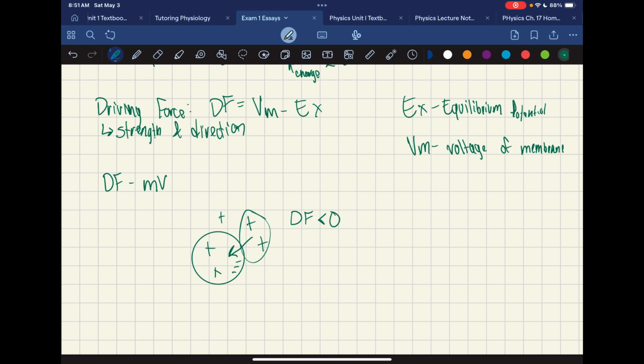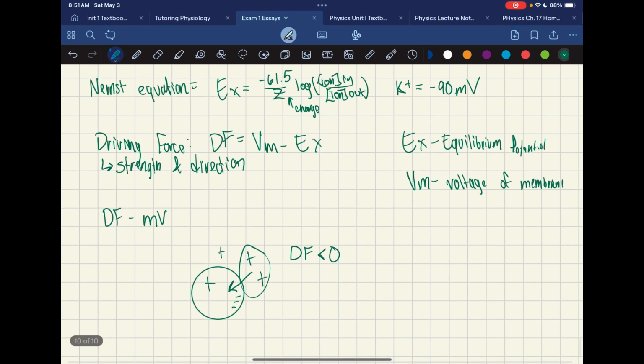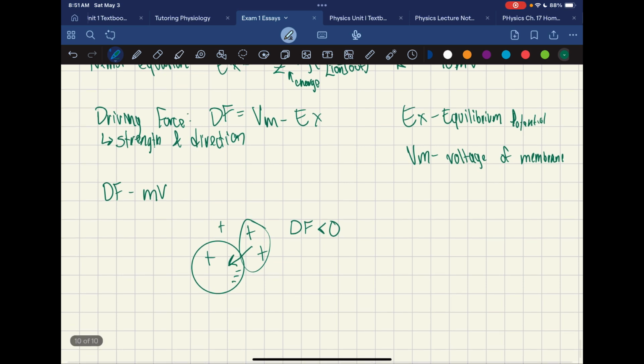So if we put our little buddy in here, he's looking inside the cell and he says, well, this is really negative. So we need these positive ions that we are measuring for, right? Because when we do driving force, we usually test for a specific ion. And it's going to pull those positive ions in to reach, hopefully, that equilibrium potential.